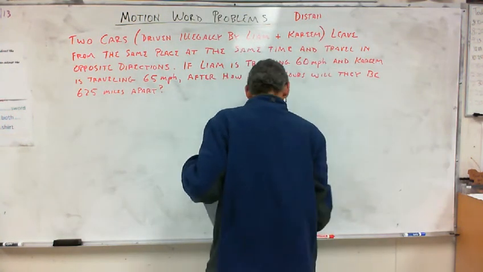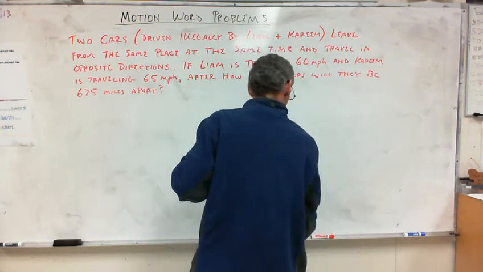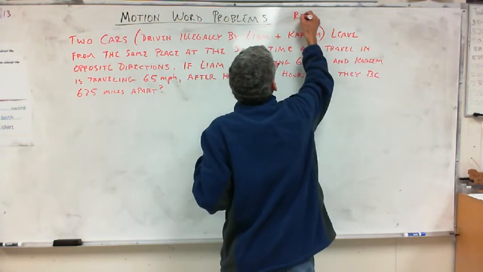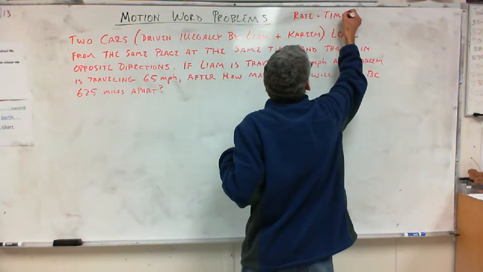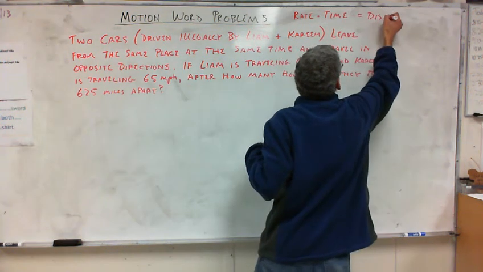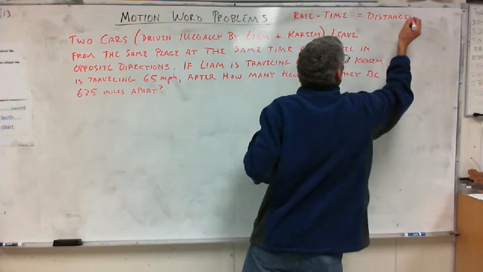Distance. Oh, I'm sorry, wait. I'm going to write it: distance equals rate (speed) times time. Rate times time equals distance. I know you probably... how many people have used this formula before?